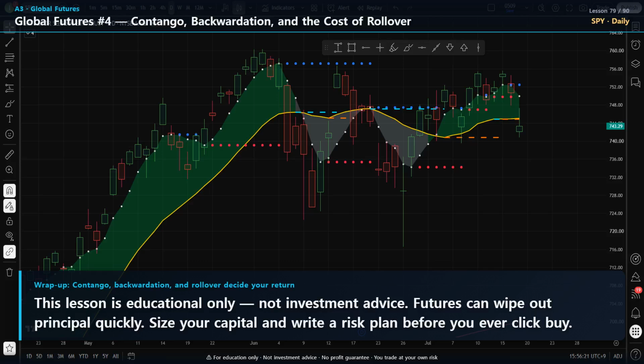This lesson is educational only, not investment advice. Futures can wipe out principal quickly. Size your capital and write a risk plan before you ever click buy.